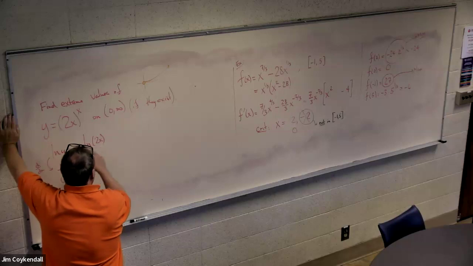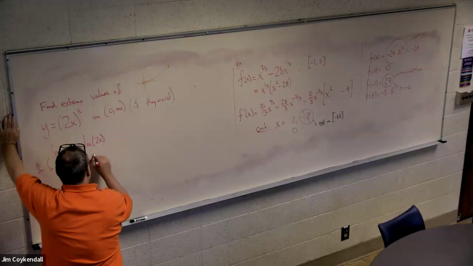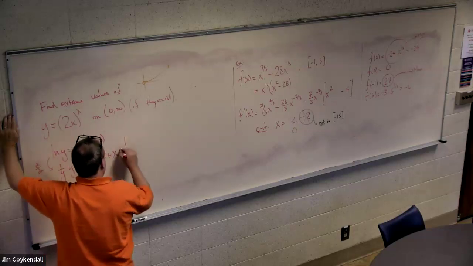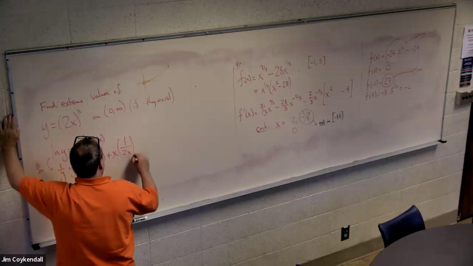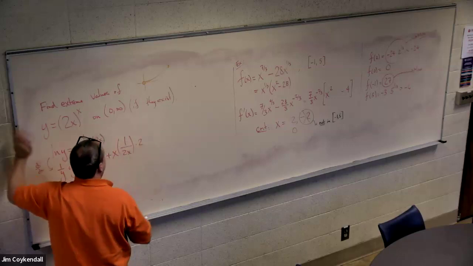So take the derivative of this using the product rule. So it's going to be 1 times natural log of 2x plus x times 1/2x, that's the derivative of 2x. Exactly.